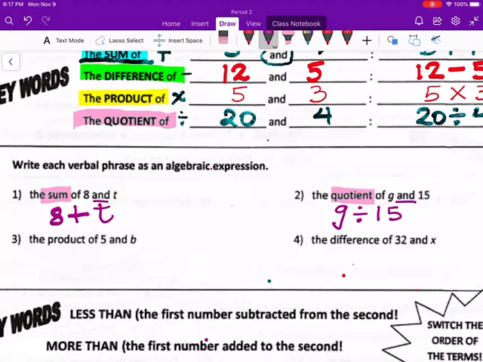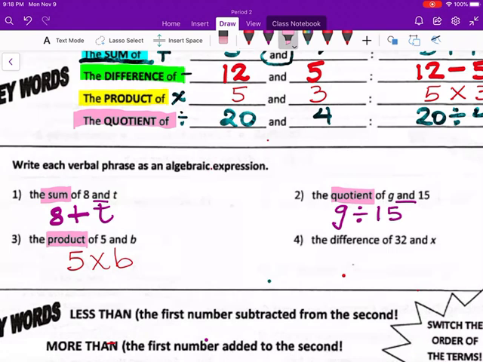Okay. So you had a few seconds or a minute to do these 2 questions. Let's go and check what we have. Keyword number 3, the product. Product means multiplication. So here we have the multiplication of 5 and B.